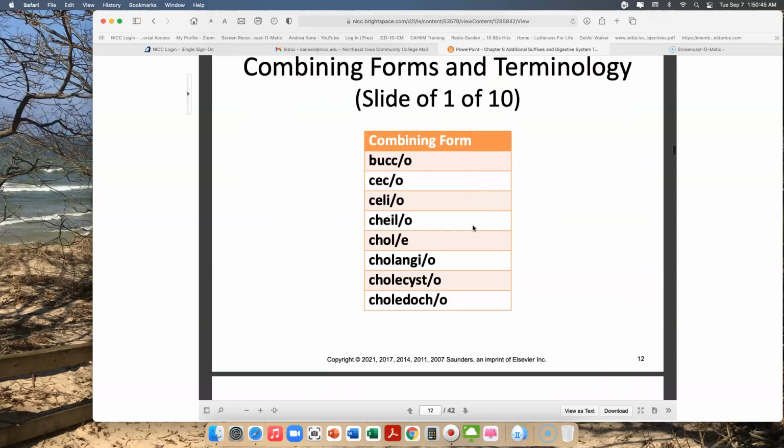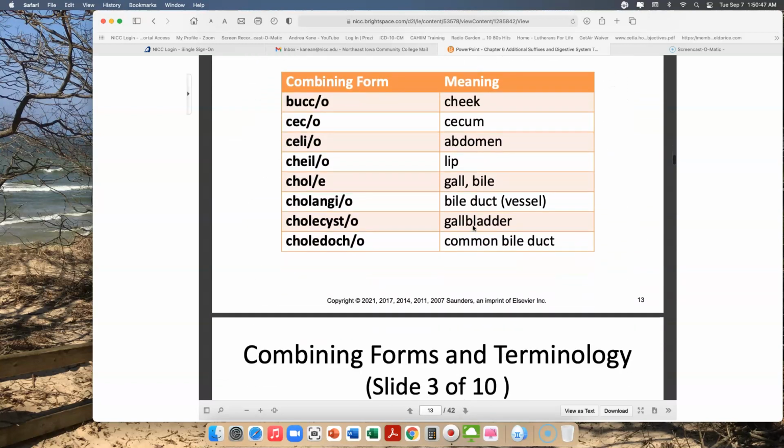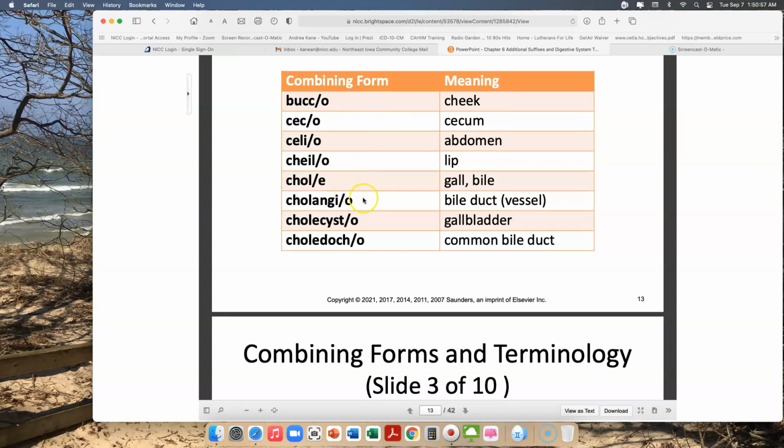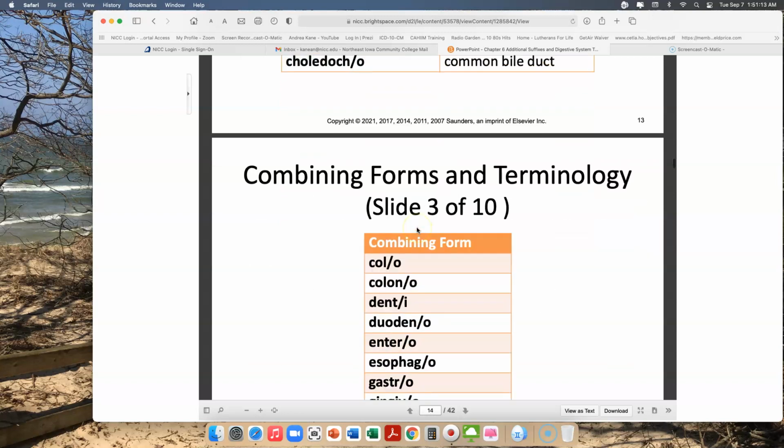All right, moving on. Some combining forms and terminology. Bucco is cheek. Ceco, cecum. Celio, abdomen. Cheilo is lip. Chole, gall or bile. Cholangio is bile duct or vessel. Cholecysto is gallbladder. And choledocho is common bile duct. So notice that cholangio just means bile duct, but choledocho means the common bile duct.